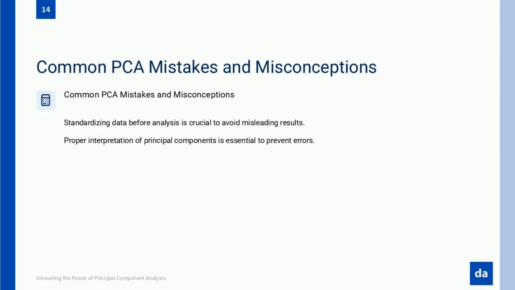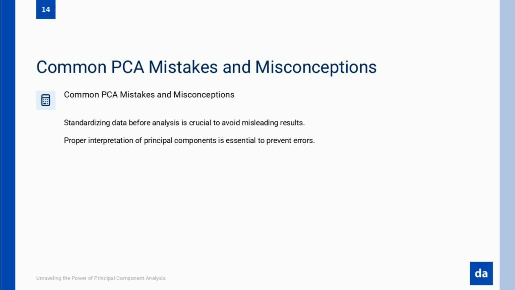This scaling issue creates a particularly dangerous situation because your analysis will produce results that look completely valid. The mathematics works either way, but the components you extract will be dominated by whichever variables happen to have larger scales rather than which variables contain the most meaningful information. Your insights become artifacts of your measurement units rather than reflections of the underlying patterns in your data.